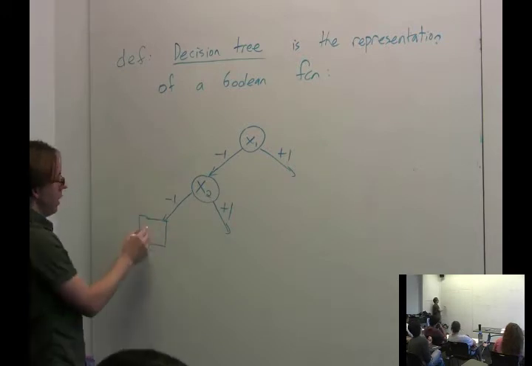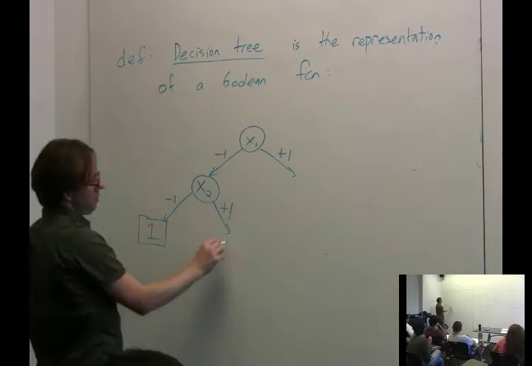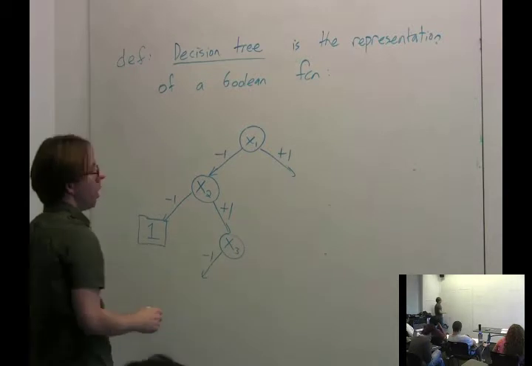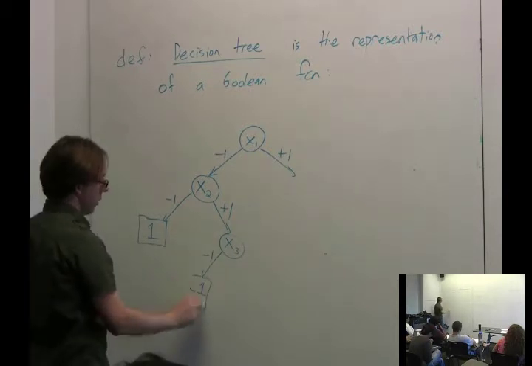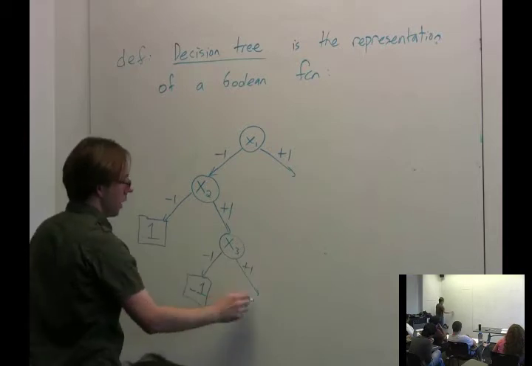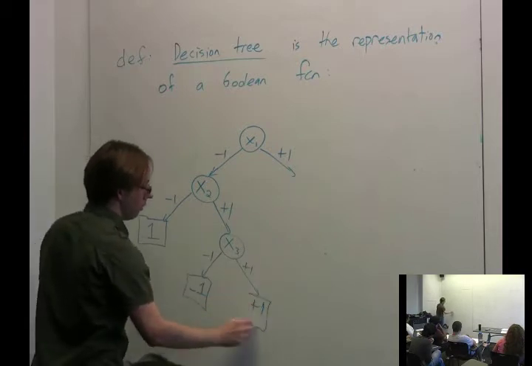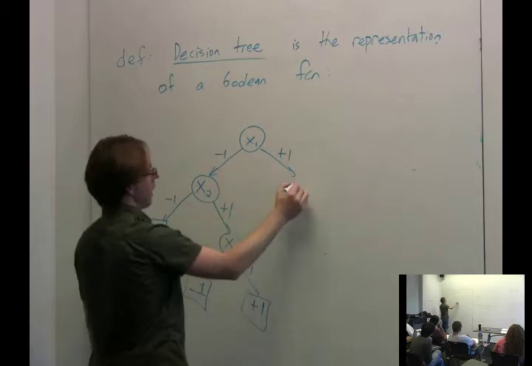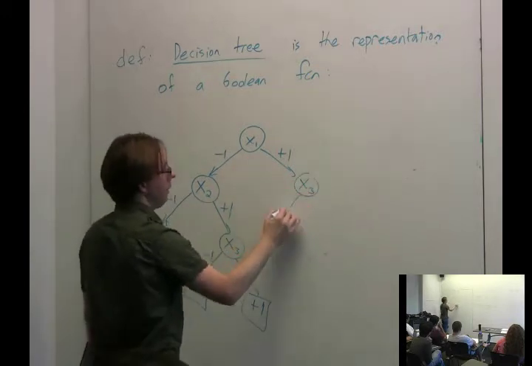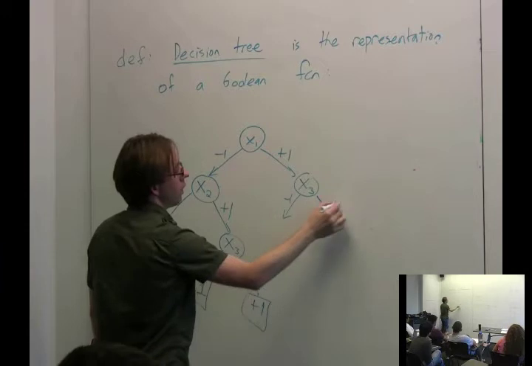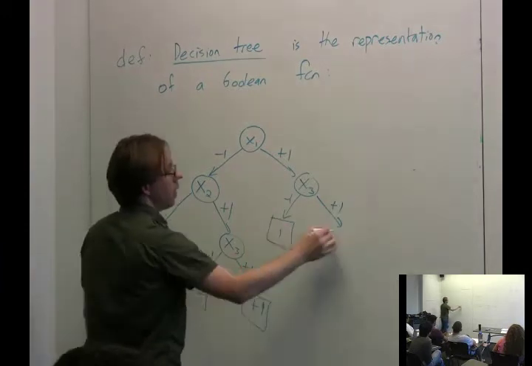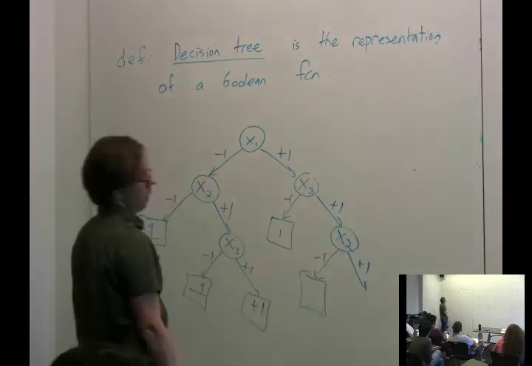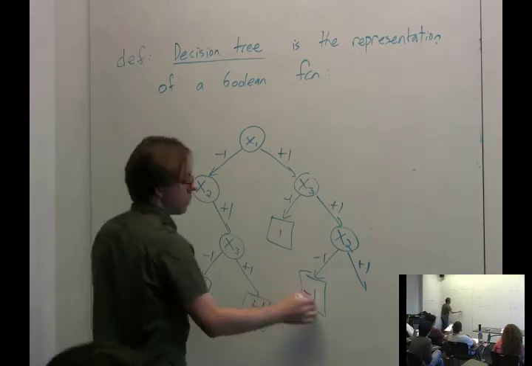And it says, I know the value of f. The value is 1. In this case, maybe it says, I'm still not sure the value of f, so I'm going to query x3. And that's -1. Then maybe the value of f is -1. And if it's +1, maybe the value of f is +1. And it doesn't have to do things in the same order. So maybe if it queries x1 and it sees that that's +1, now it decides to query x3, -1, +1. Maybe in this case the function's 1. In this case it decides to query x2. Maybe the function's -1 here, and maybe it's +1 here.